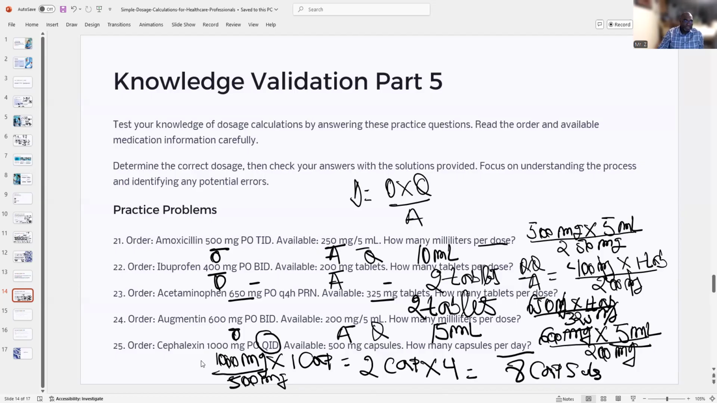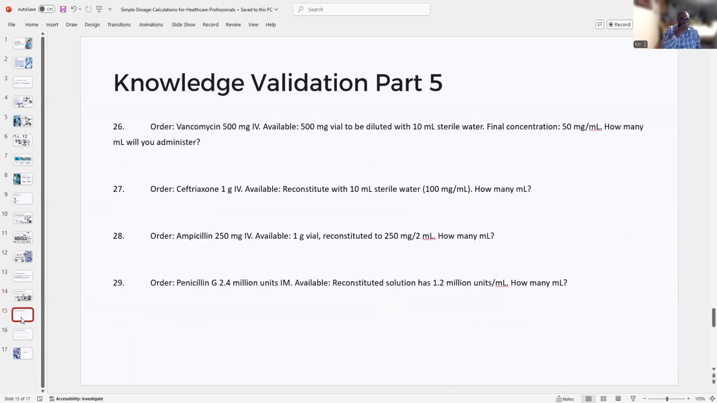All right. Let's do more exercise. Let's look at number 26. Which one did the doctor order? 500 milligram. All right.